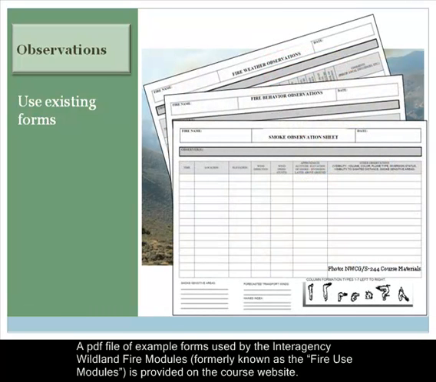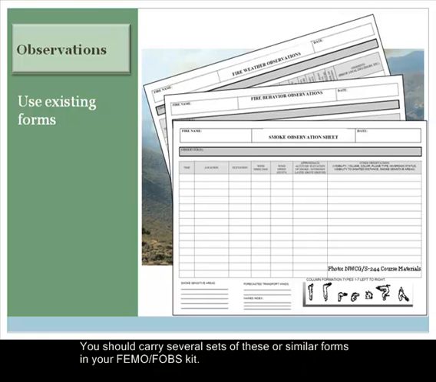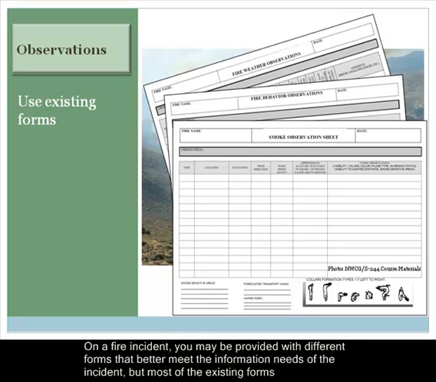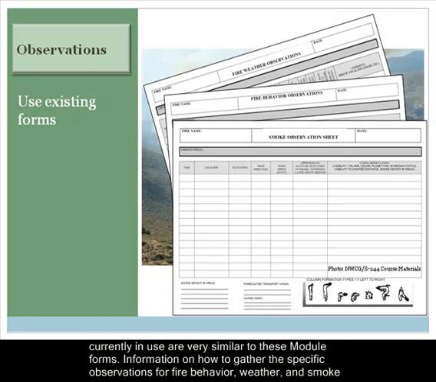A PDF file of example forms used by the Interagency Wildland Fire Modules, formerly known as the Fire Use Modules, is provided on the course website. You should carry several sets of these or similar forms in your FEMO FOBS kit. On a fire incident, you may be provided with different forms that better meet the information needs of the incident, but most of the existing forms currently in use are very similar to these module forms.